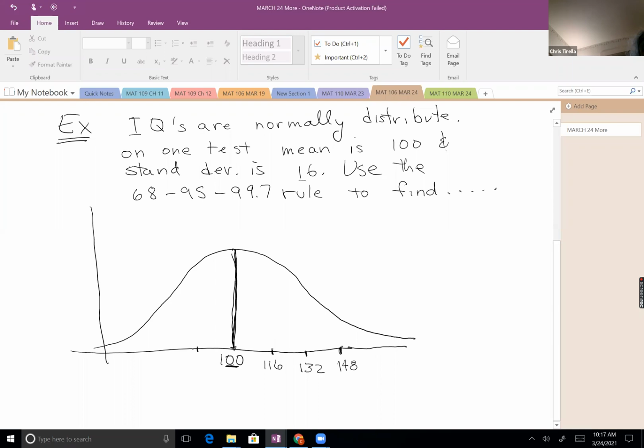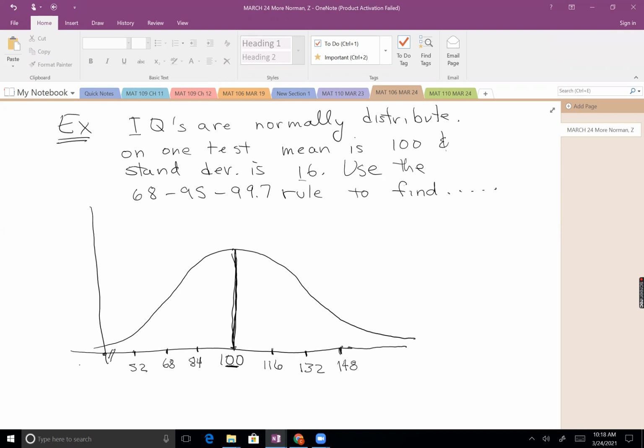So 100 minus 16 would give me 84. 84 minus 16 would give me 68. And 68 minus 16 would give me 52. At which point, I think I want to put a break in the axis because the space from 0 to 52 looks off. Is everybody comfortable with where those numbers came from?